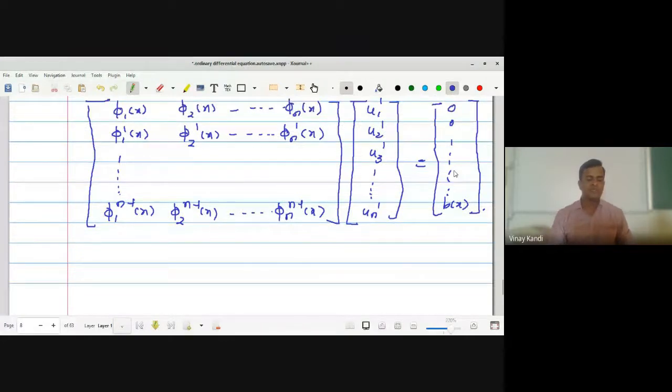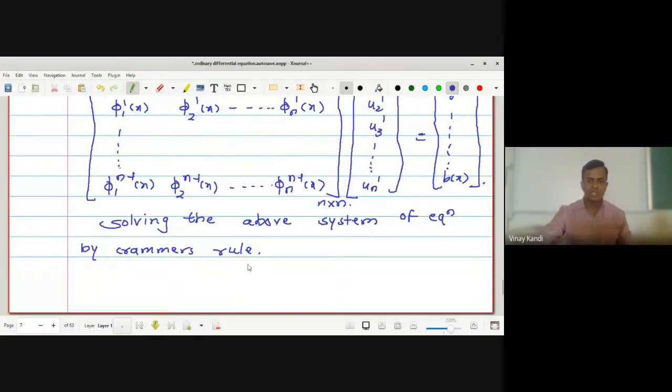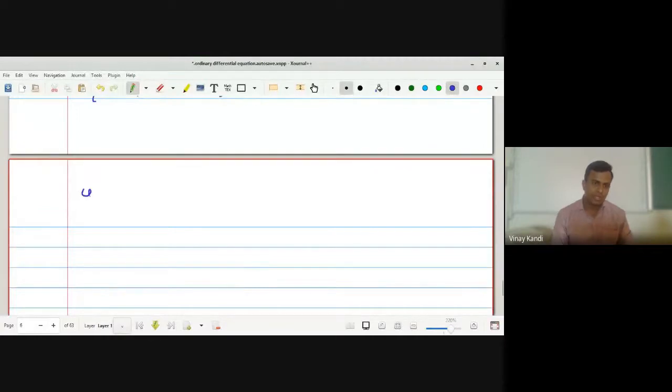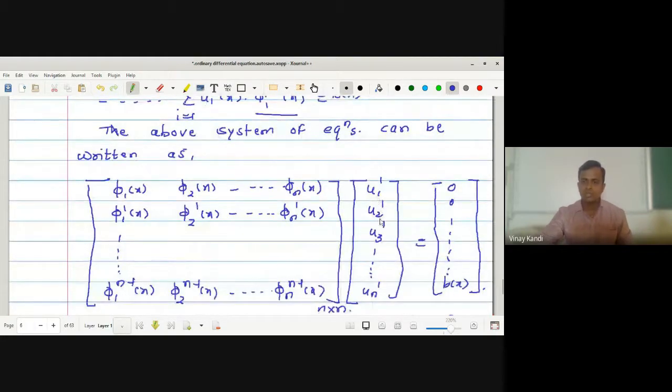Now solving the above system of equations by Cramer's rule. We have to use Cramer's rule; just like we do for 2 by 2, here it will be n by n, n cross n. Now pay attention. Suppose we have taken uk dash, which means the kth variable. The first variable is u1 dash, the second variable is u2 dash. We have to write this in general now.